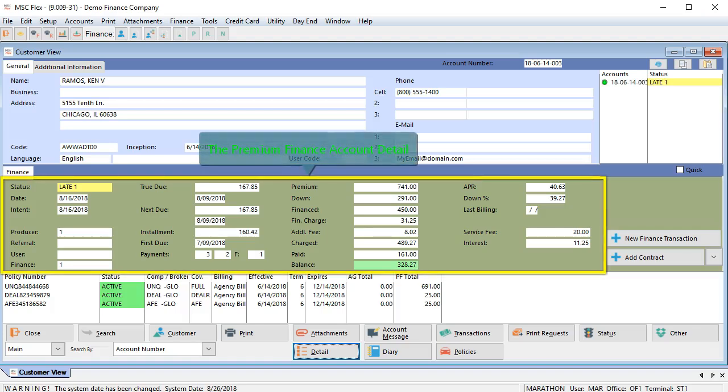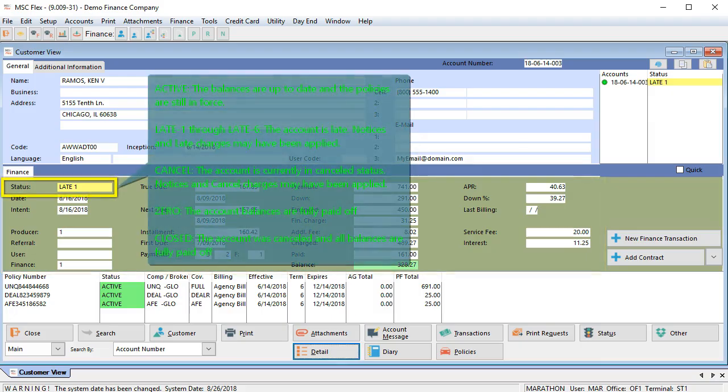This tutorial will cover the Premium Finance account display detail. This account is from our Premium Finance system. The status for the account is displayed here. The status codes are as follows.